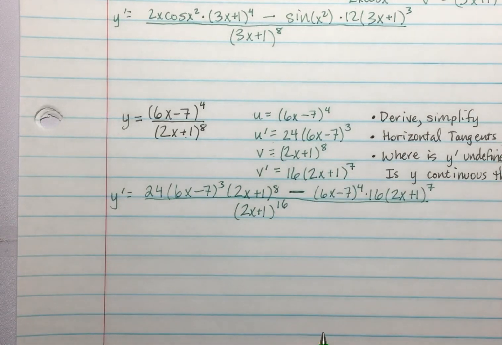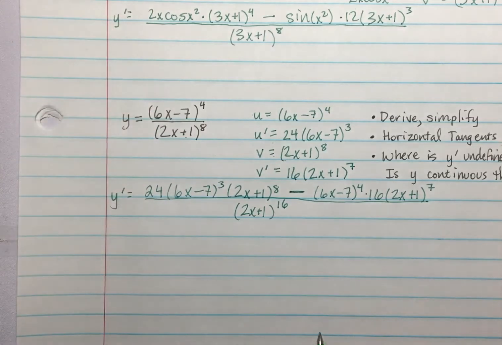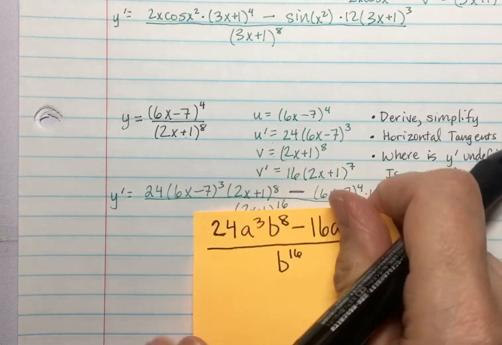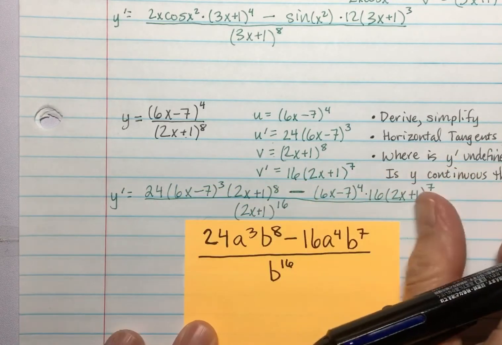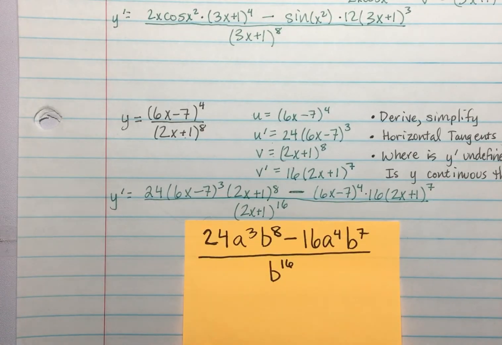Okay, so this is step 1. Well, this is half of step 1. We derived it. We're going to simplify, which once again is going to feel a lot like complicate. So once again, I've done the analogy. I've replaced all the 6x minus 7s with an A and all the 2x plus 1s with a B.